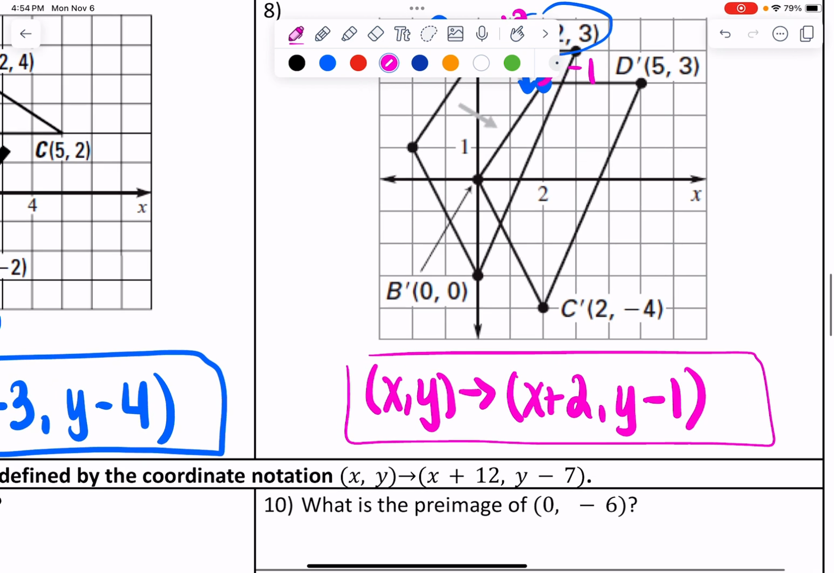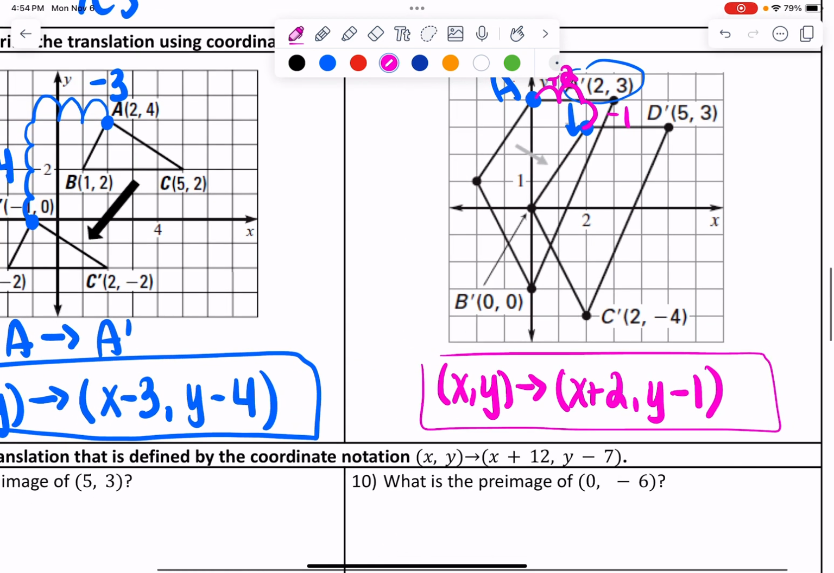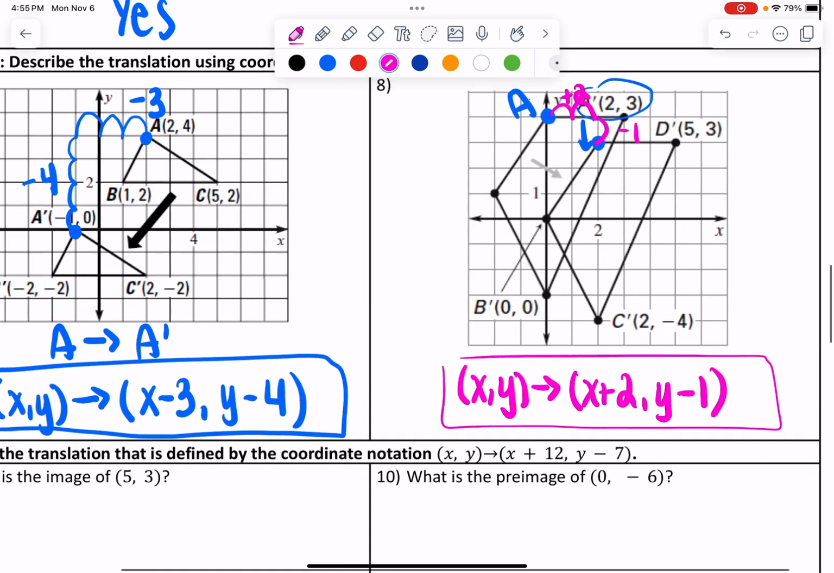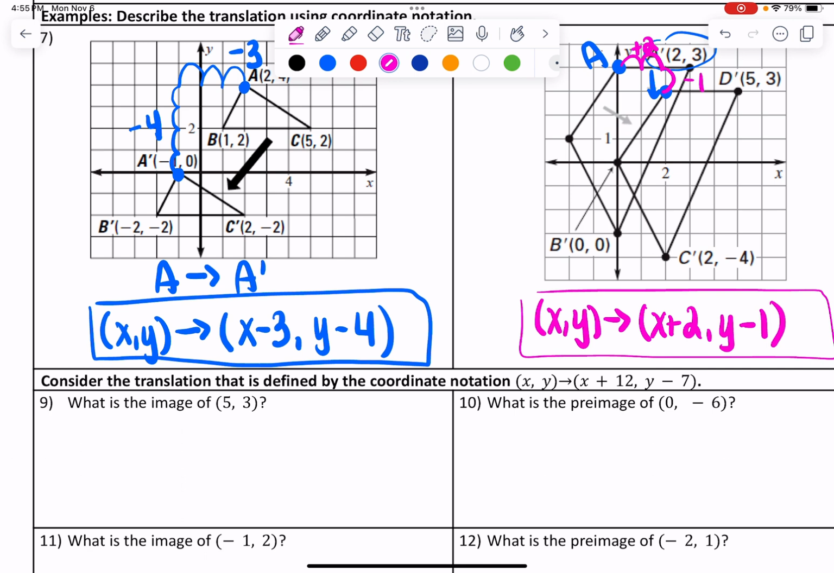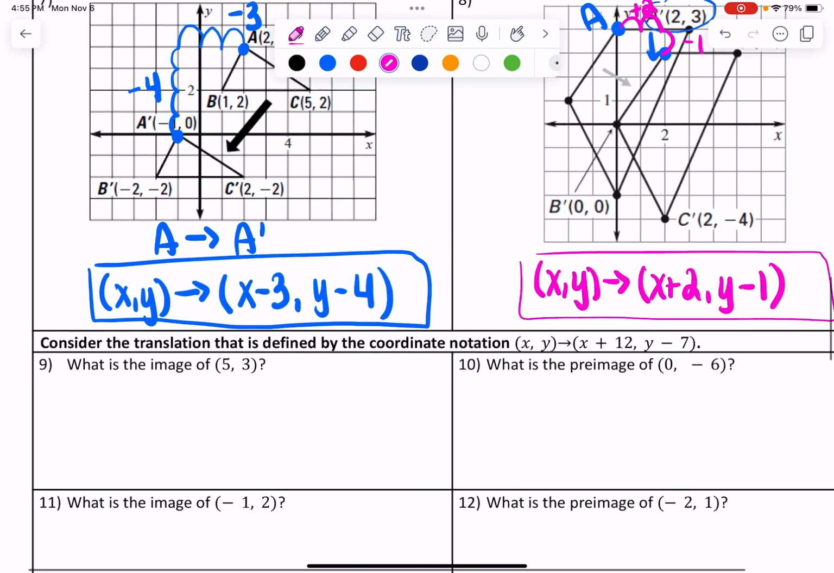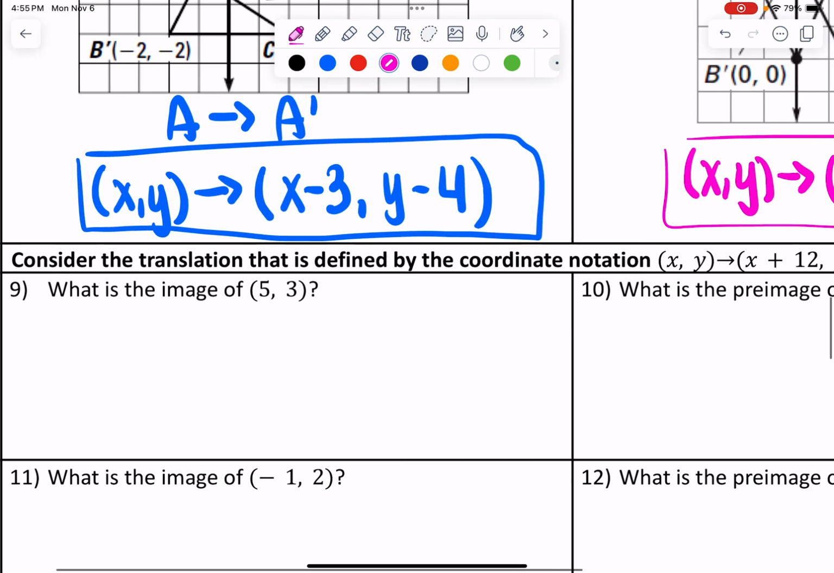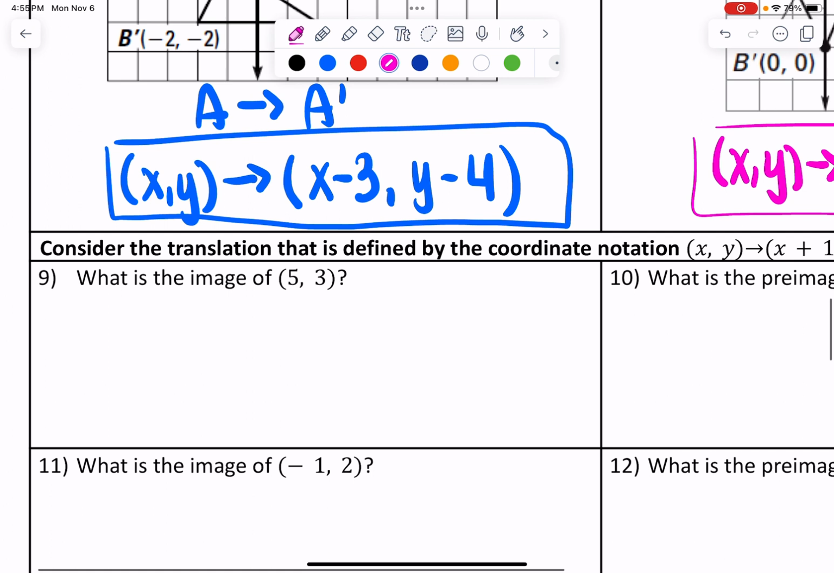Alright, so the last part is, given a point and given the formula, find the image or pre-image. The way these are worded is that if you are trying to find the image, you are given the pre-image, okay? Looking at number 9, it says, what is the image of 5, 3? You're asked, what is the image? You're given this pre-image point.